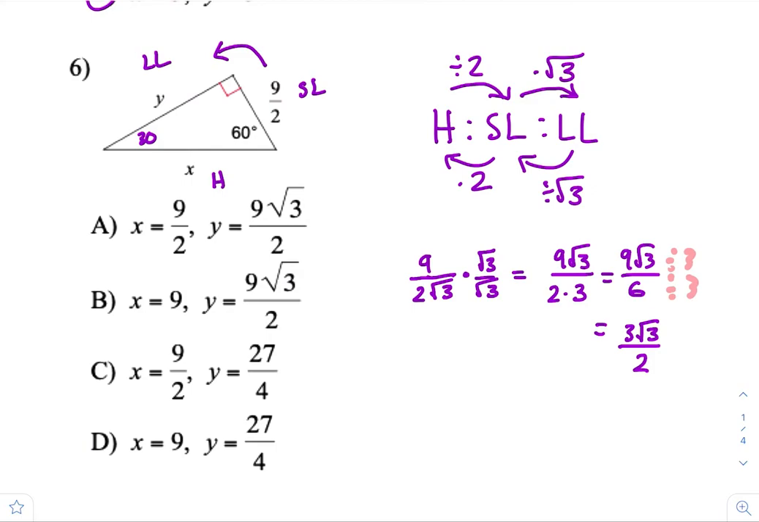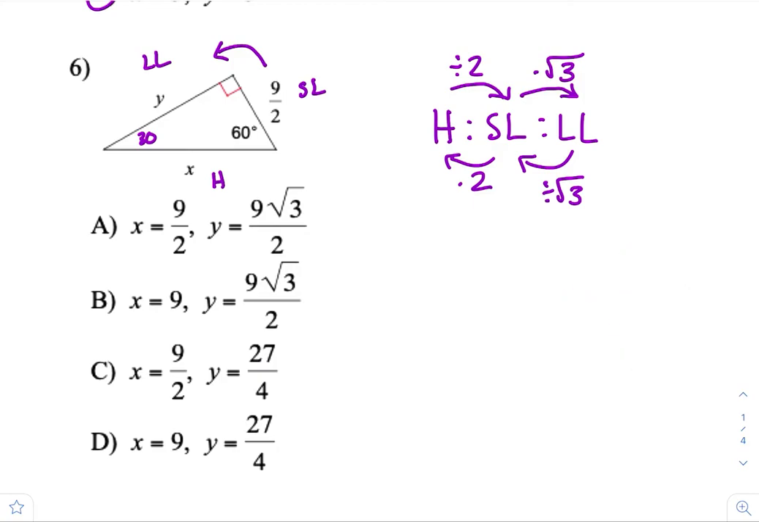The only thing is, I don't see an option for that. So, did I miss something? Oh, I'm sorry, you guys. Scratch that. Which is why you should look at actually your ratios. Short leg to long leg is multiplied by square root of 3. So 9 over 2 times square root of 3, you guys. Just multiply to the numerator, which is 9 square root of 3 over 2.